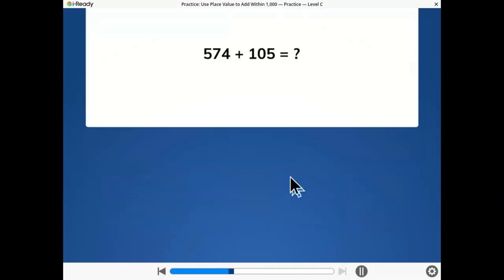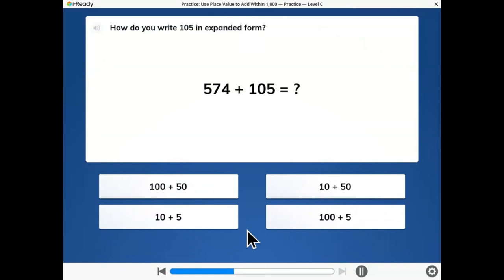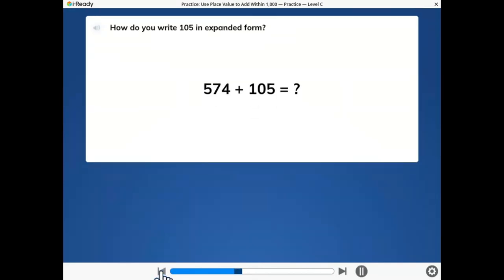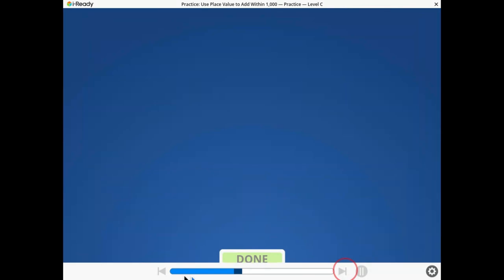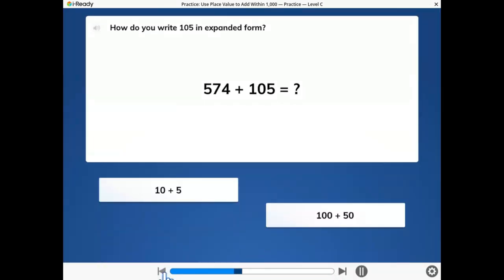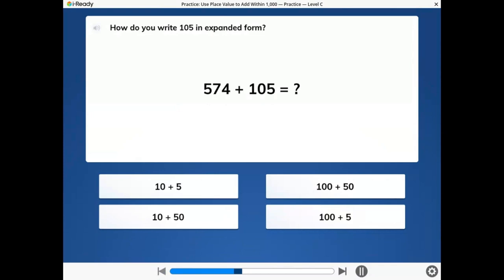To find 574 plus 105, how do you write 105 in expanded form? The expanded form is 100 plus 5.